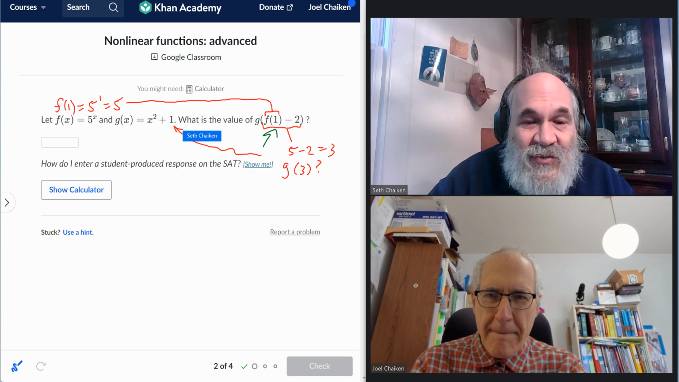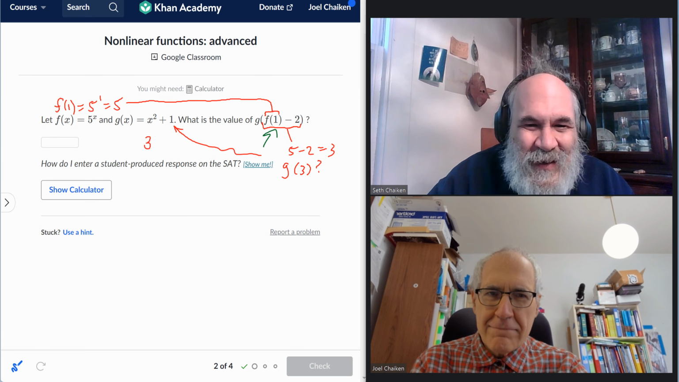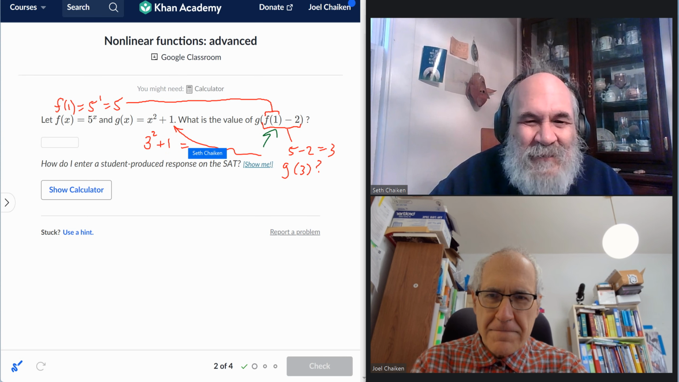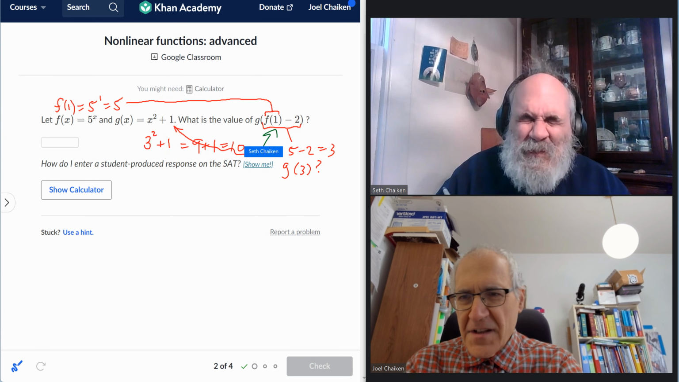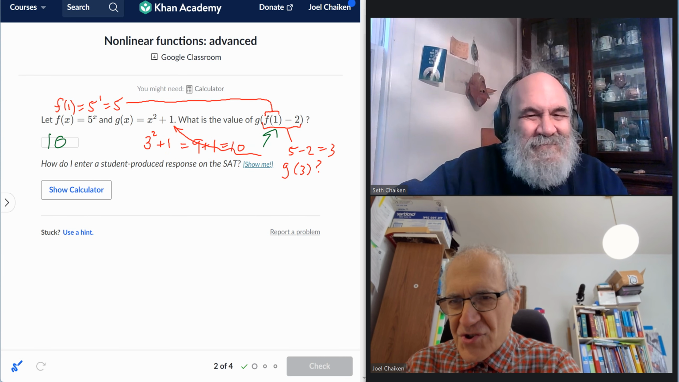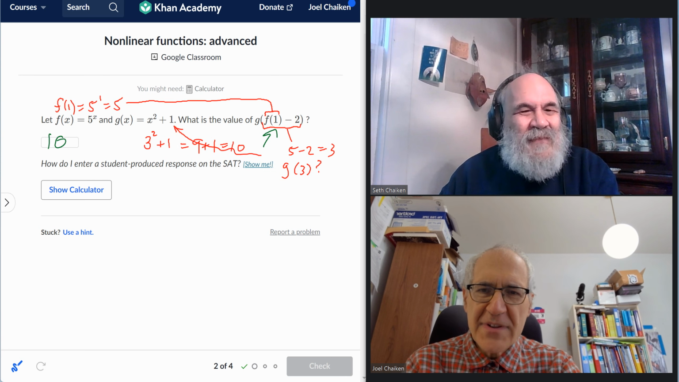I substitute 3 for the variable of g into the formula, then evaluate the formula, and we get 9 plus 1, which is 10. So that's right. That's just a straight arrow approach to doing the problem.